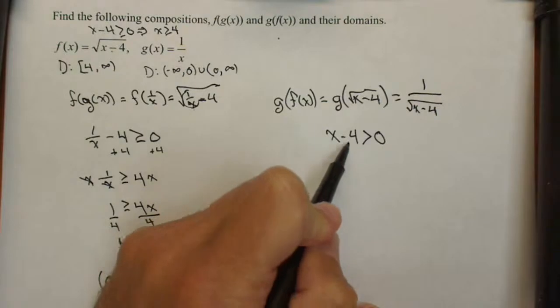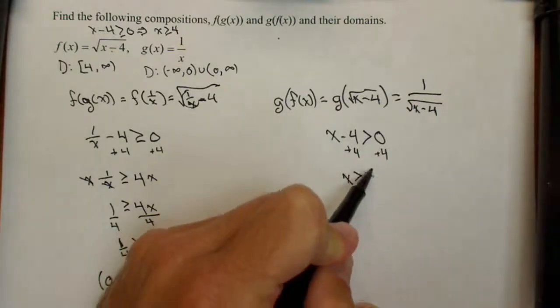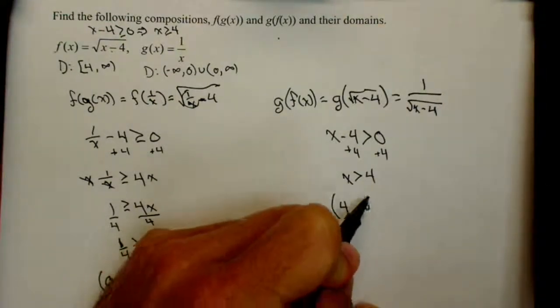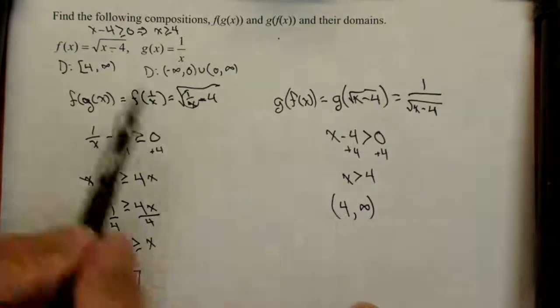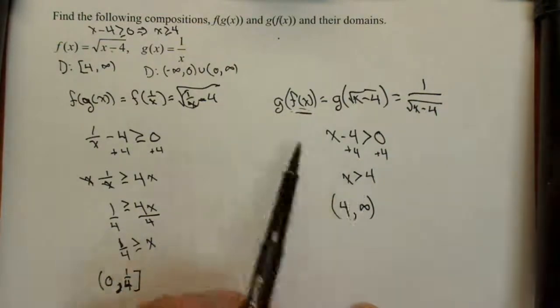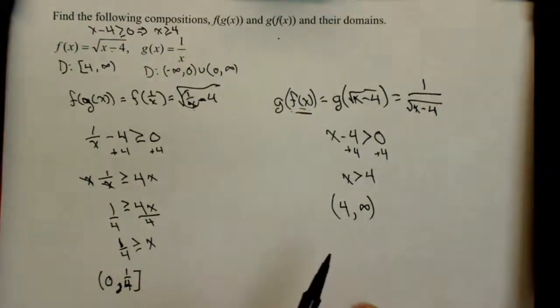by 0. So we can add the 4 to both sides. We get x is greater than 4. So our domain in this case is 4 to infinity, not including the 4. So we have to look at the domain of the inside function and then the domain of the composition together and find their intersection. So that's how we can find the domain of a composition.